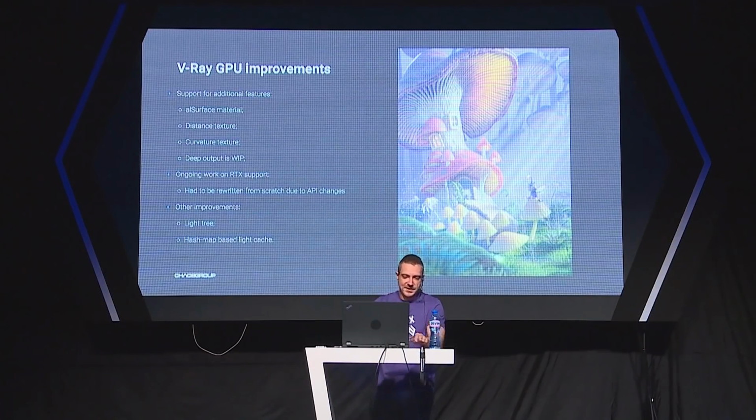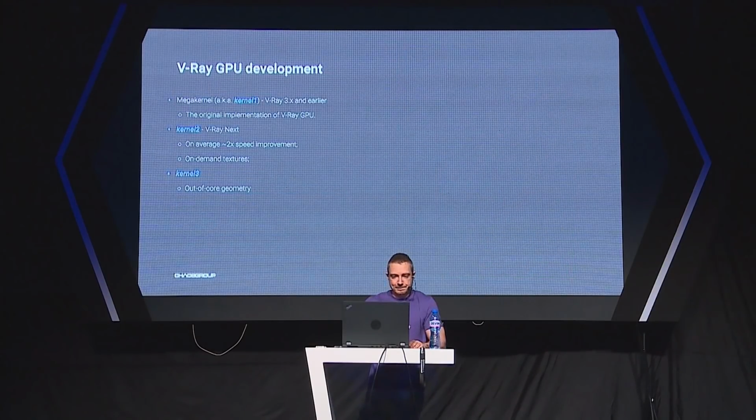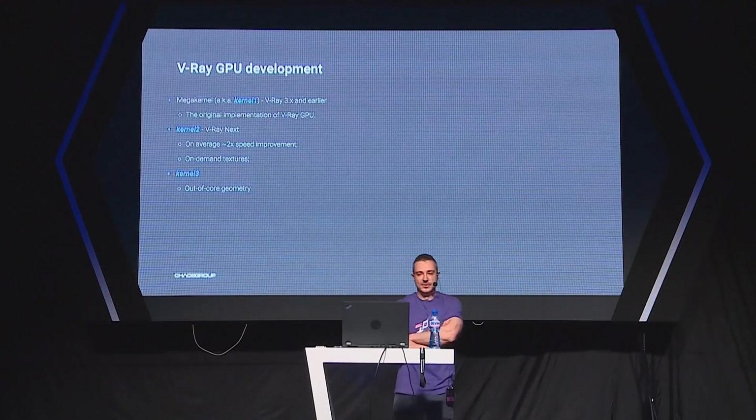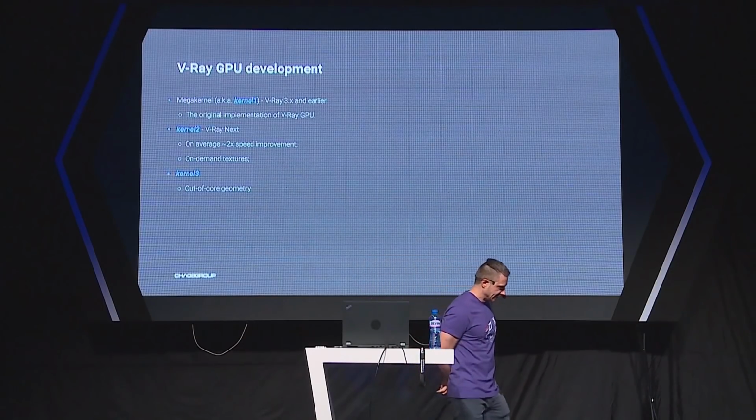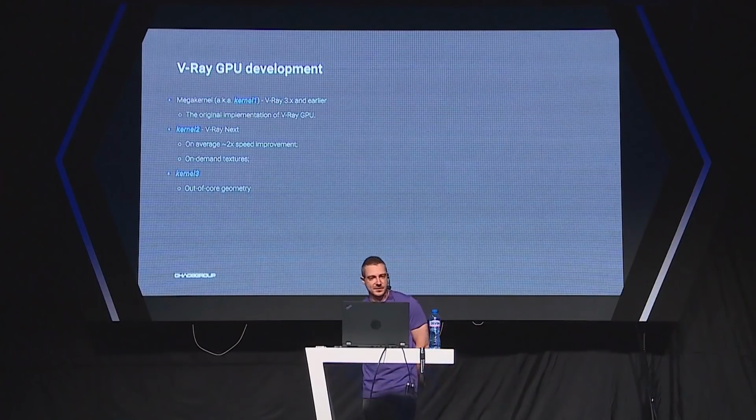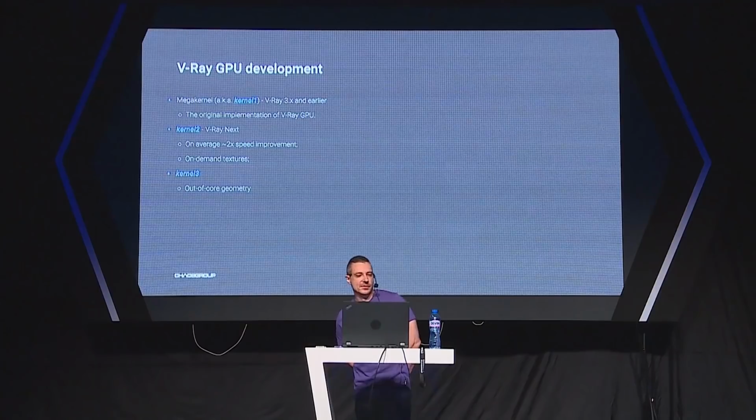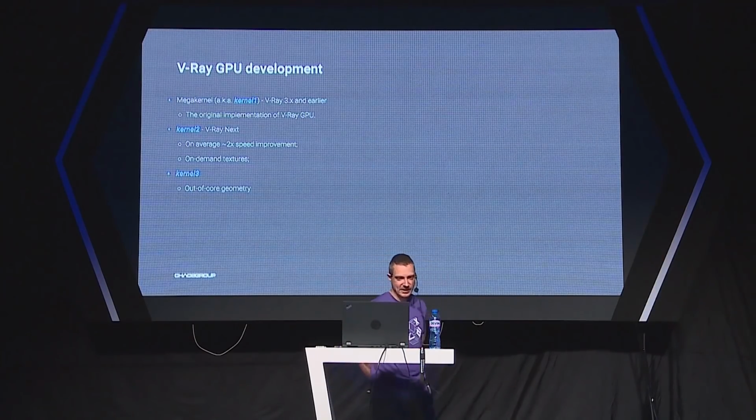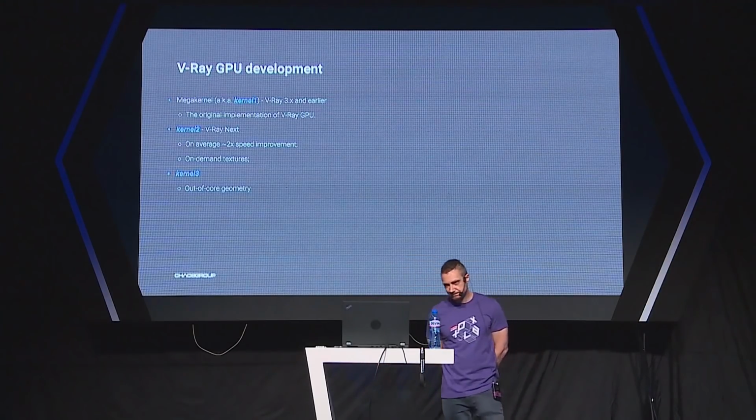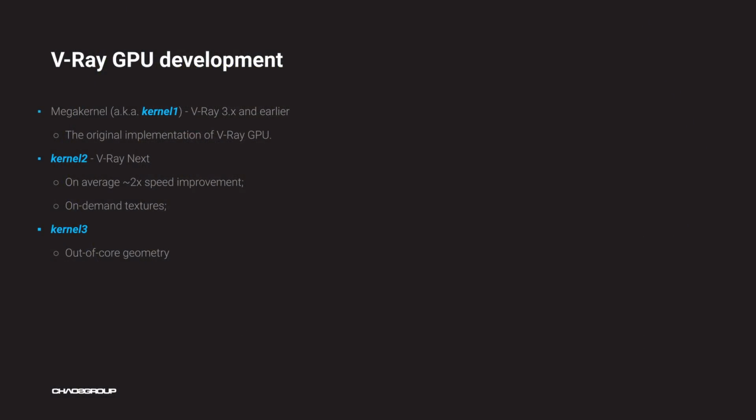At the same time, some of the features that we did for V-Ray CPU were also implemented in V-Ray GPU, like the light tree and the hash map based light cache. We are also moving on to our next architecture for V-Ray GPU. So the original implementation, which we called Kernel 1, it's the very first implementation of V-Ray GPU that we had in V-Ray 3 and the earlier versions. And it worked fine, but it was not the most efficient thing you could do on a GPU. So for V-Ray Next, we implemented a new architecture called Kernel 2, which gave us on average twice the performance. And it allows us to do on-demand textures, which helps with GPU memory usage quite a bit. And to get out of core geometry, we need to implement a new architecture, which we call Kernel 3. It's working internally. We just have to make sure that it's stable for everybody to use.